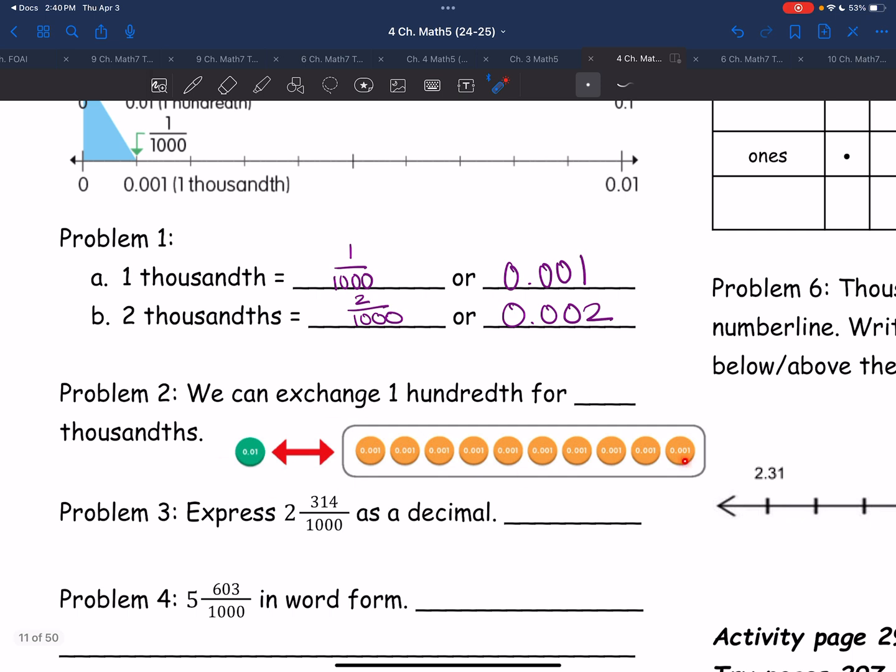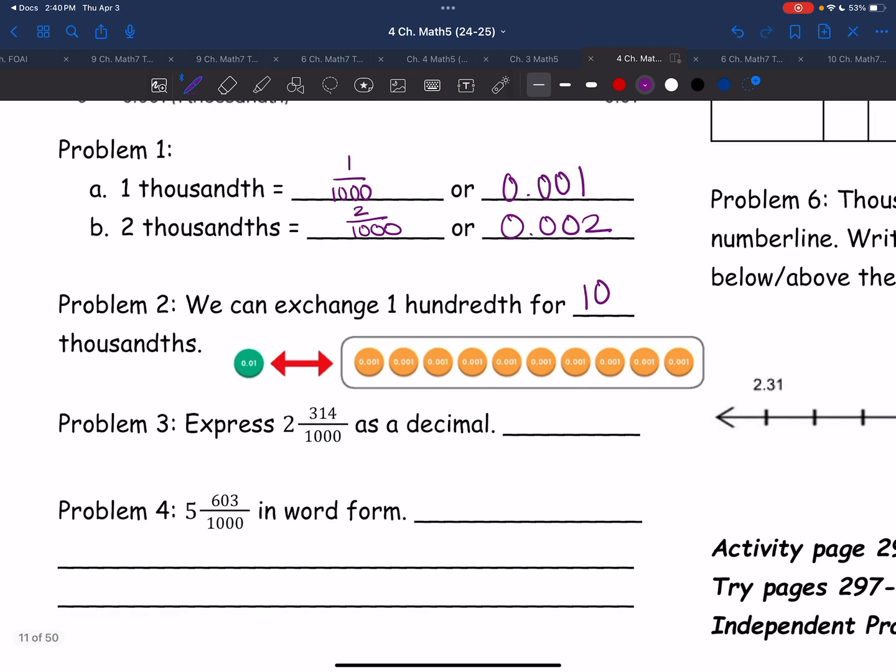All right, problem 2. And I know you don't have this picture in your notes, but I've added it in here because I think it's a good visual. We could exchange 1/100, so that's 0.01, for how many thousandths? So this equals how many thousandths? Pause the video and think about that. All right, so if you said 10, you are correct. So I can exchange 1/100 for 10 thousandths.